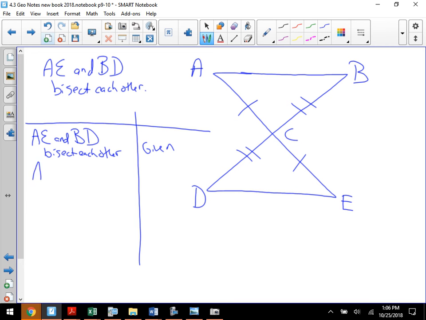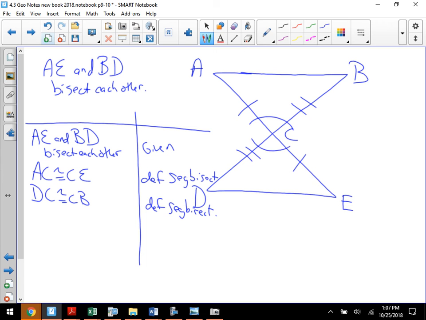And then you just write it out. And this is the definition of a segment bisector. What's missing? Very good. Vertical angles are missing. So as you notice it, mark it so you don't forget.